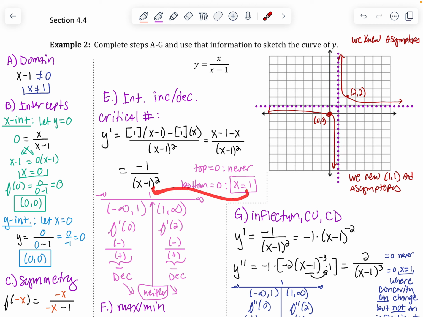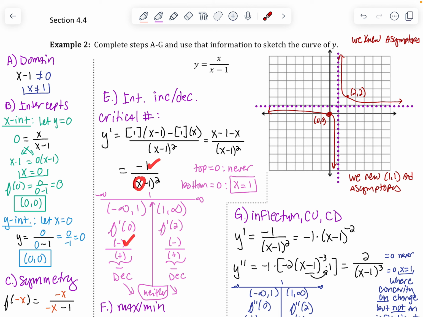But I still need that 1 to figure out intervals of increase and decrease. This graph went from negative infinity to positive infinity with my only critical number in the middle. This gave me everything to the left of 1, everything to the right of 1. I'm going to come to my first derivative and plug in a test point for my first interval.